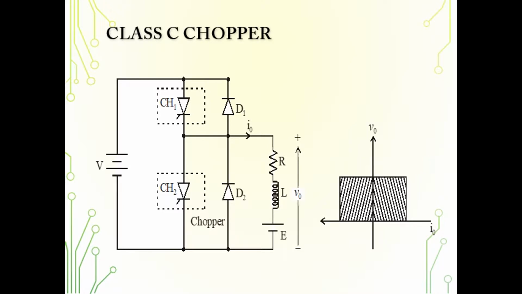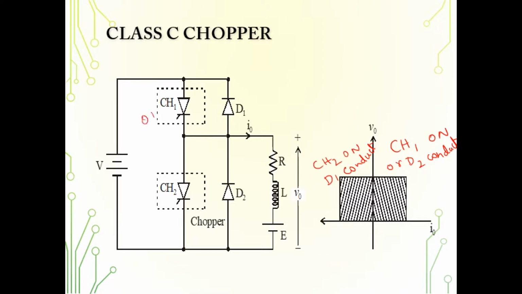Next, coming to class C chopper. Class C chopper is a combination of both class A and class B chopper. So you can see that for first quadrant operation, CH1 should be on, and or D2 has to conduct. For second quadrant operation, CH2 should be on or D1 has to conduct. Clear? So let us see what will happen.